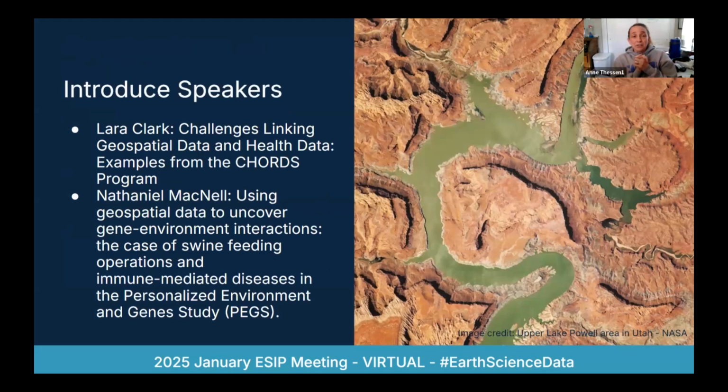Okay, so here are two speakers that we were going to have. Laura Clark was going to speak about challenges linking geospatial and health data, giving examples from the CORDS program. And then we were going to have Nathaniel McNell speak on using geospatial data to uncover gene-environment interactions in the case of swine feeding operations and immune-mediated diseases in the Personalized Environment and Genes Study. So Nathaniel works on the effect of CAFOs, I believe, in North Carolina.